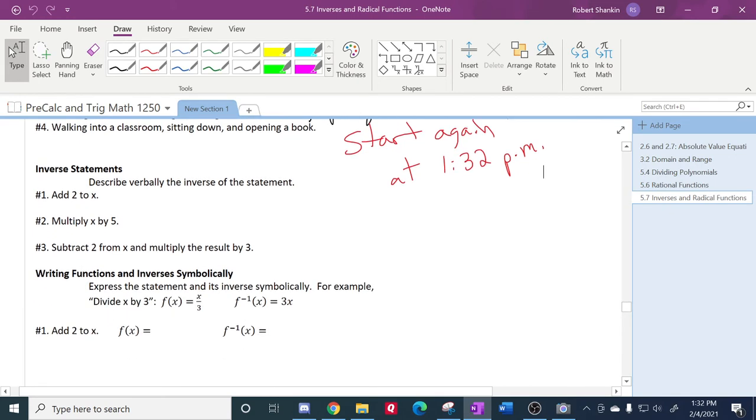And, all right, we're going to go through this. Inverse statements: describe verbally the inverse of the statement. So, number 1 says, add 2 to x. So, type in your answer to your group chat. What's the inverse of that statement? Go ahead and hit enter.